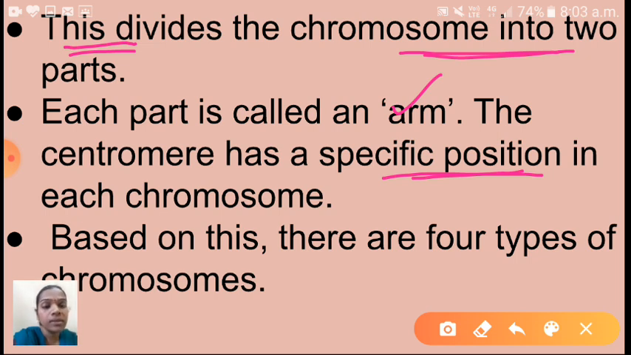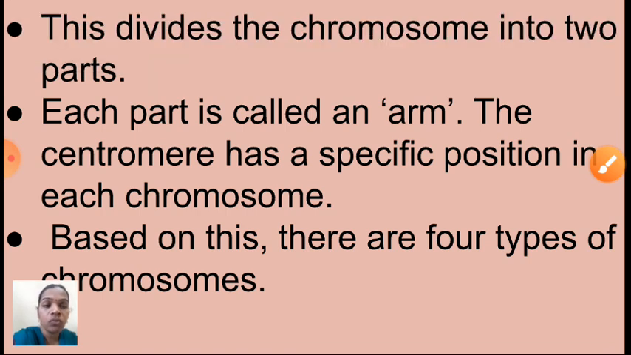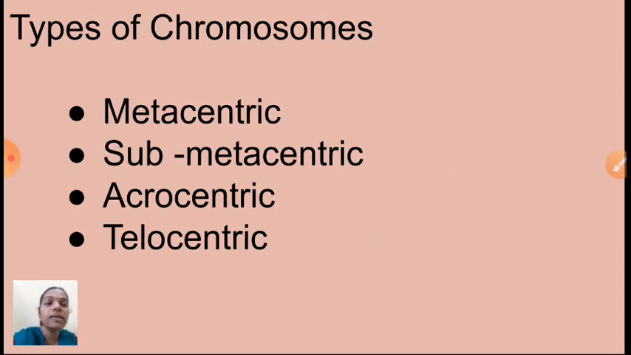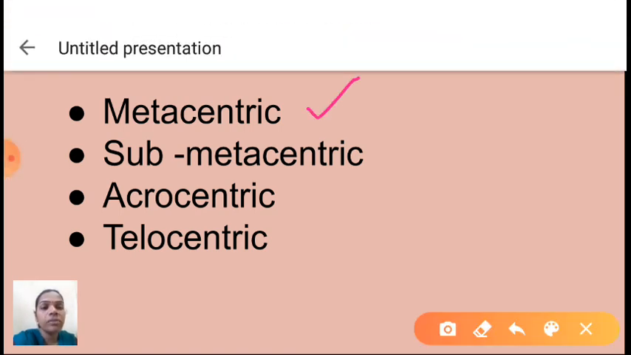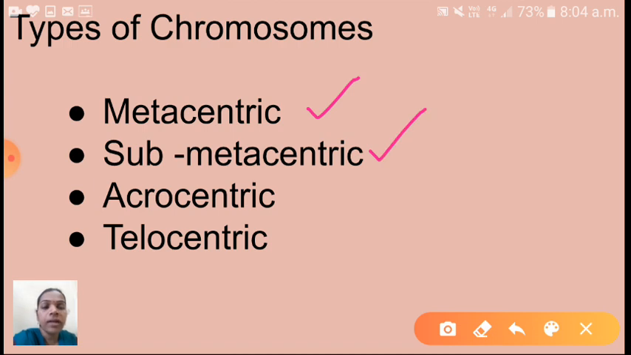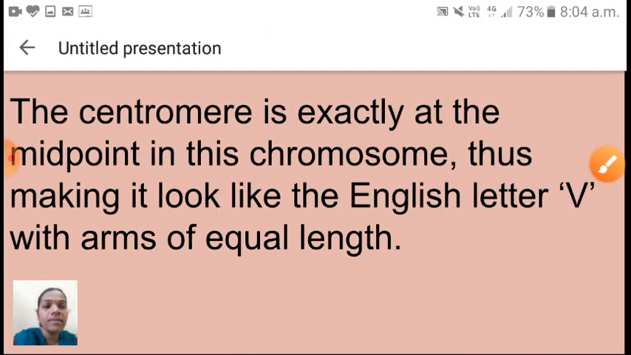Based on this, there are 4 types of chromosomes. Based on the position of the centromere, we can classify the chromosomes into 4 types. See here, types of chromosomes: metacentric, submetacentric, acrocentric and telocentric. Okay, children? So based on the position of the centromere, there are 4 types. First one is metacentric, submetacentric, acrocentric and telocentric. We will see one by one. First one is what? Metacentric.